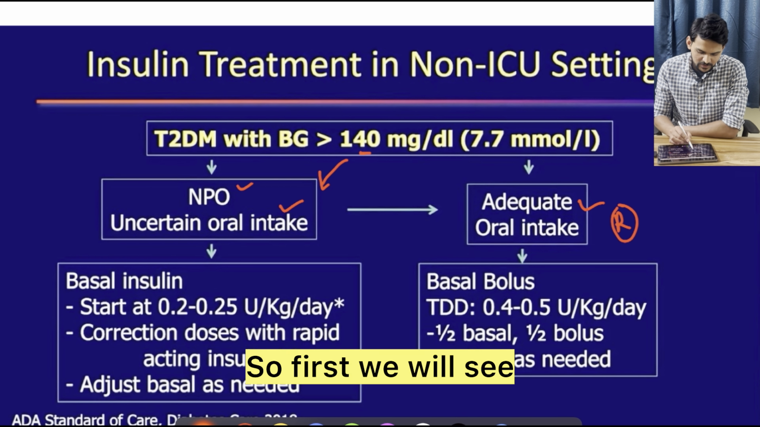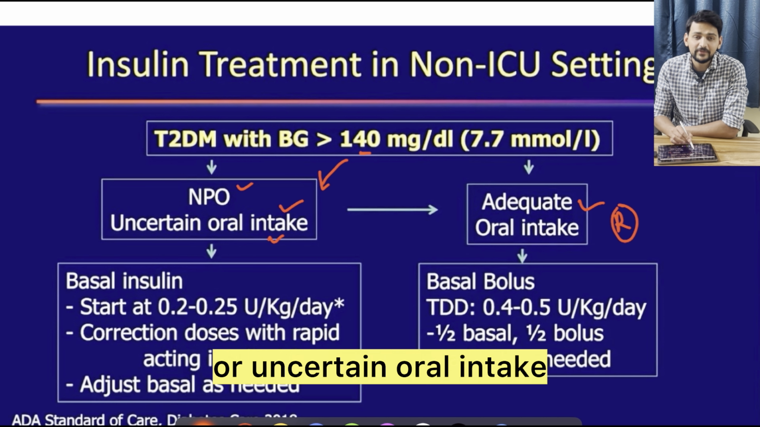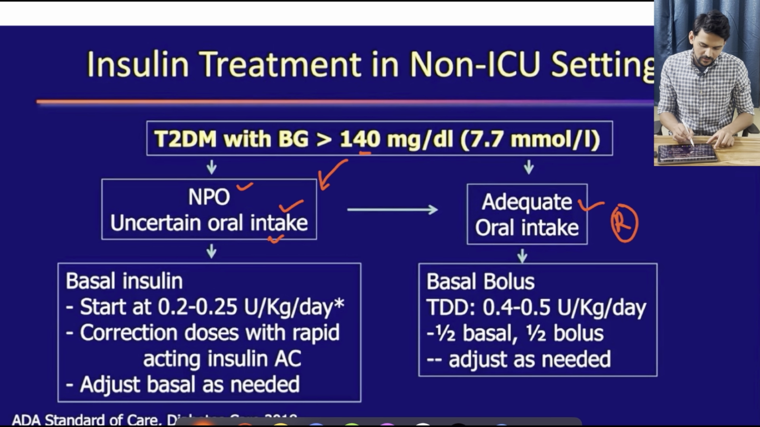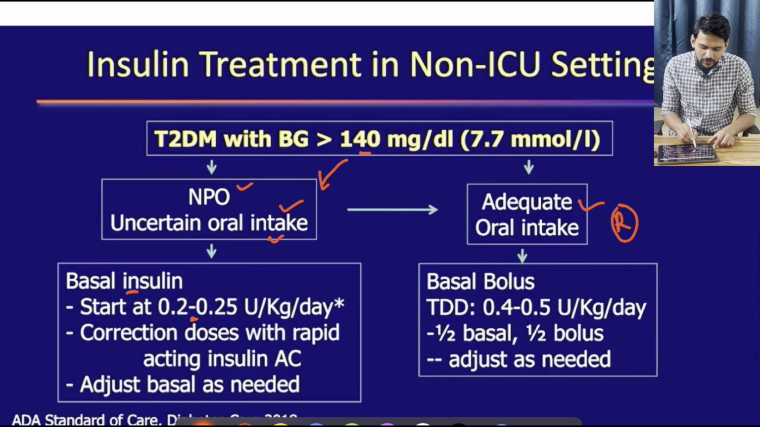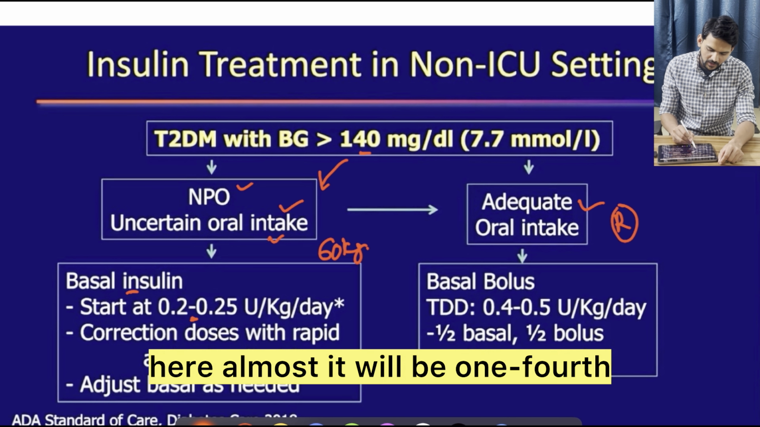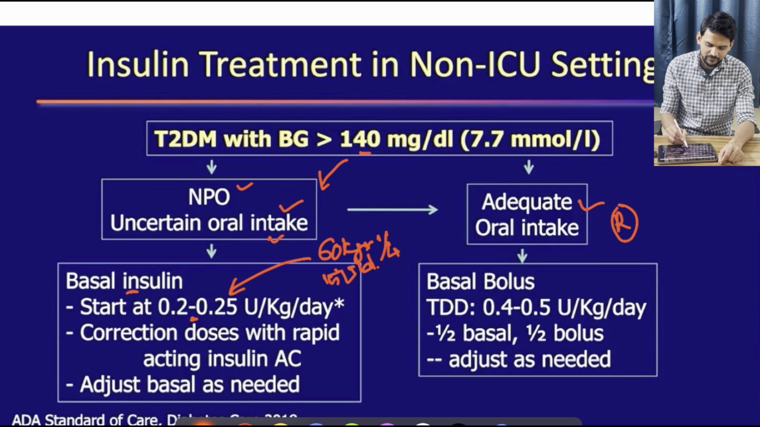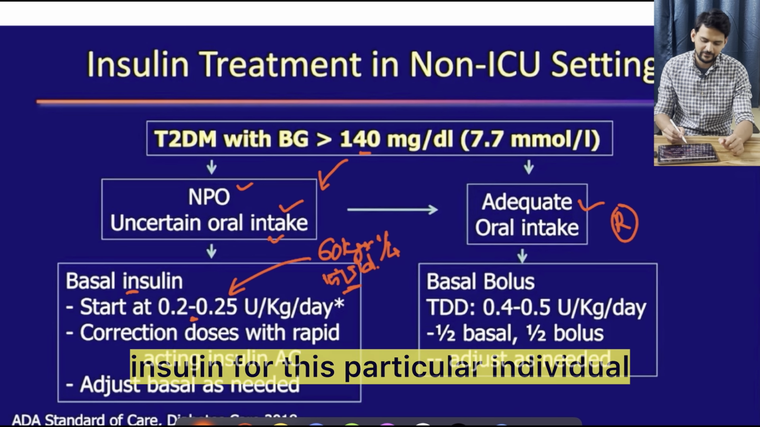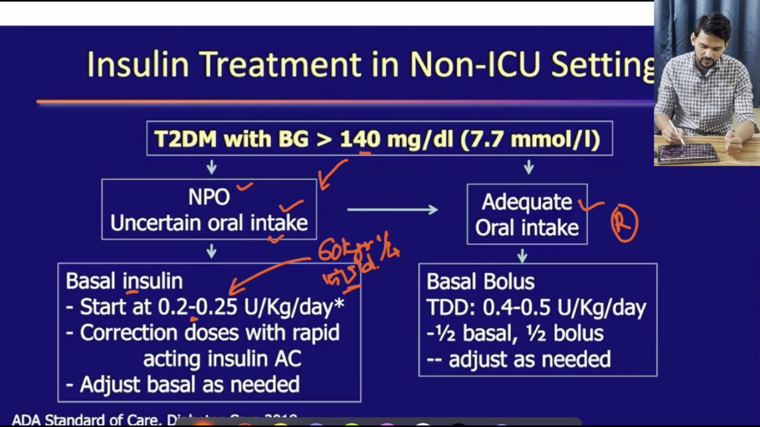Okay. So first we will see what we have to do when we see such common cases of NPO or uncertain oral intake. Here mainly we have to utilize basal insulin, long-acting insulin, and the starting dose should be 0.2 to 0.25 units per kg per day. For example, if we take the individual weighing 60 kg body weight, here almost it will be 1/4. So 1/4 will be 15 units per day. This should be the starting dose of basal insulin for this particular individual. And we all know that usually it will be given at 8 p.m. or 10 p.m. in the evening.